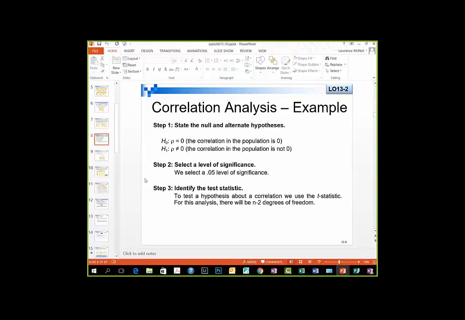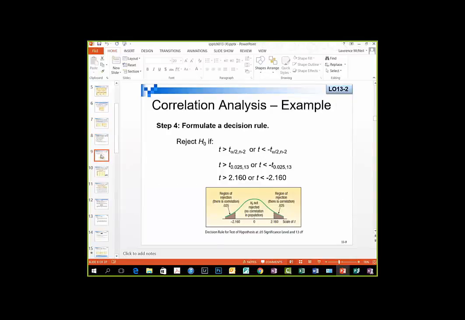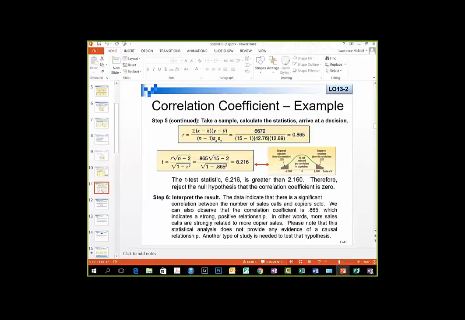Okay, so everything here is consistent. When tested statistically, it turns out that our 0.865 is a good R. It's a statistically sound R. Okay, that was the point of the test. That's what the 6.216 gave us. Let's look at the interpretation here. The data indicate there is significant correlation between the two variables. Okay, we can also observe the correlation is 0.865, which indicates strong positivity. In other words, as more sales calls are made, more copiers get sold.